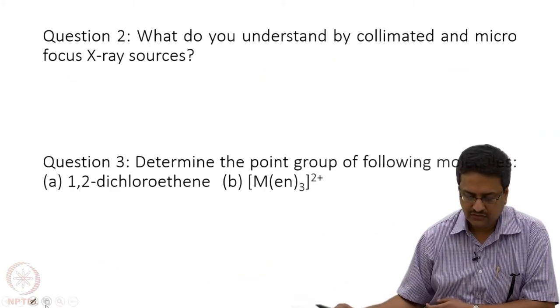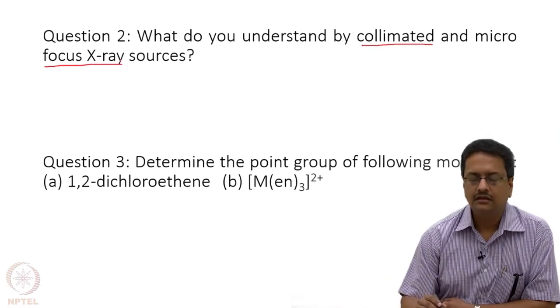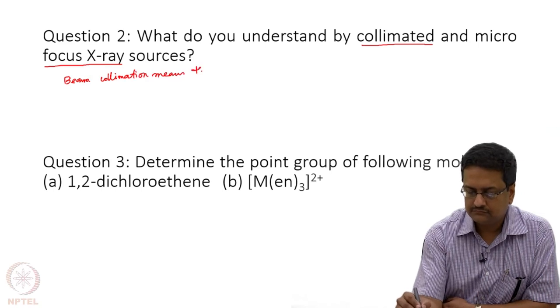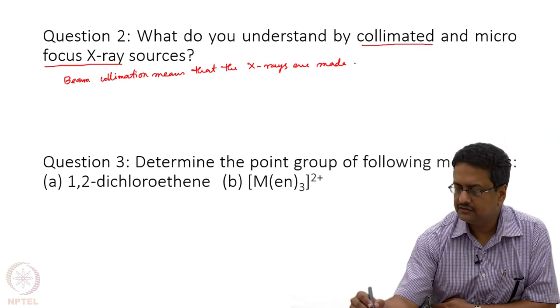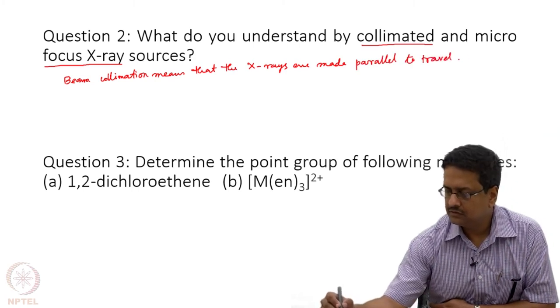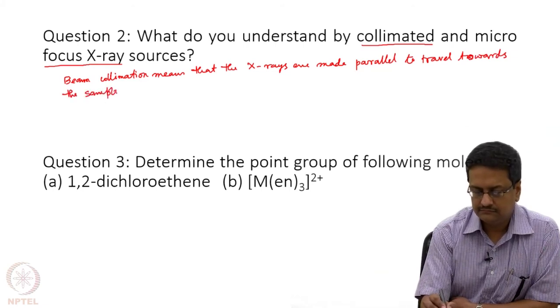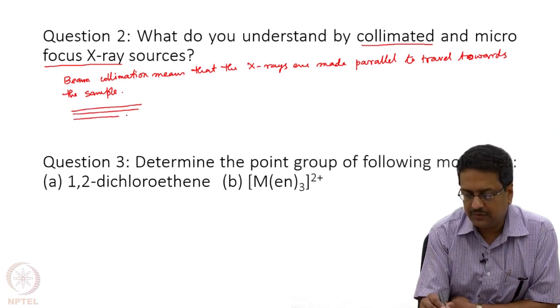Now, the next question is, what do we understand by the collimated beam and microfocus X-ray sources? Beam collimation means that the X-rays are made parallel to travel towards the sample, which means the X-rays generated from the source are made to travel parallel like this towards the sample, which is placed somewhere here.